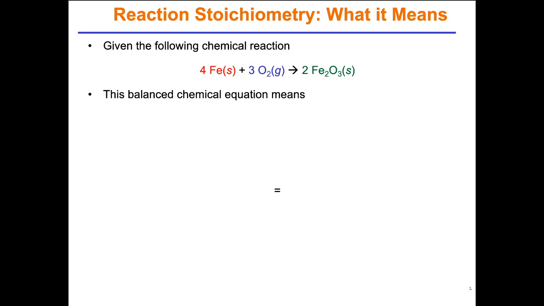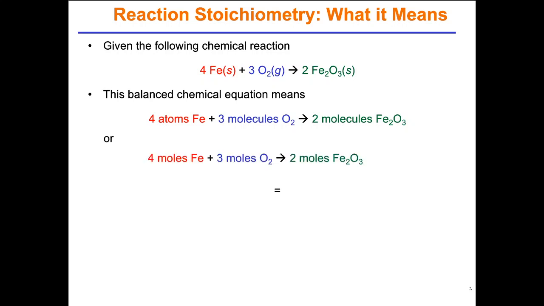Given the following chemical reaction, we have 4 iron plus 3 O2 to give us iron oxide. If we balance this chemical equation, this is what it tells us: I have 4 atoms of iron reacting with 3 molecules of O2 to give us 2 molecules of iron oxide.